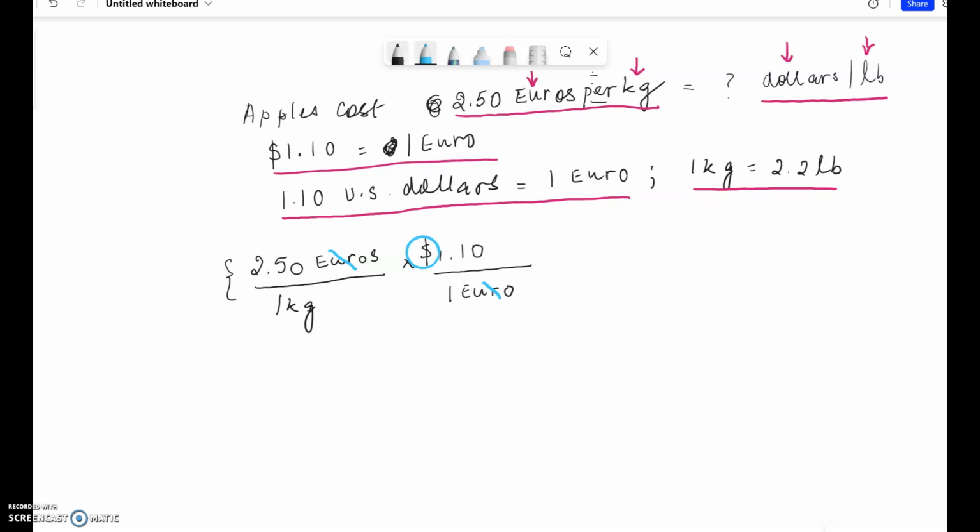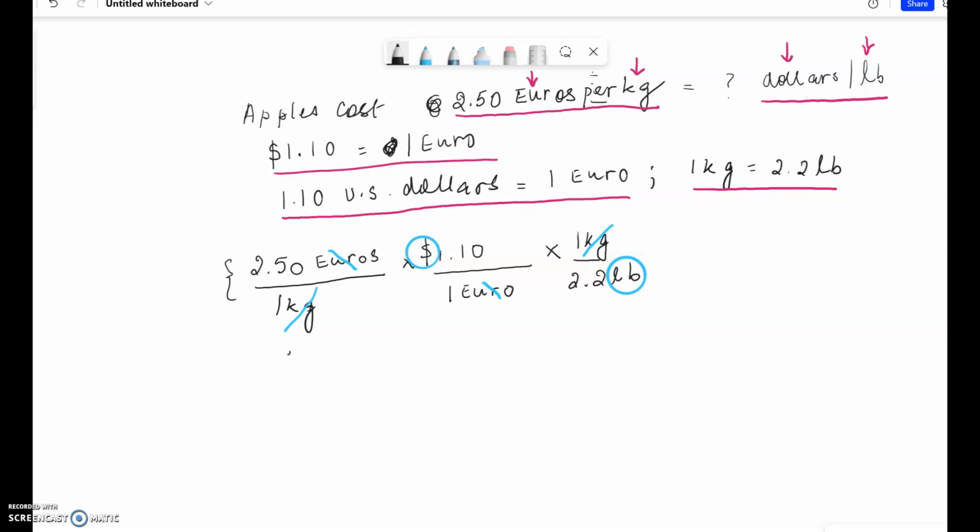from euros to dollars. Now we need to change the unit of weight from kilograms to pounds. We need to get rid of kilograms, so we have kilograms in the numerator and pounds, which is 2.2 pounds, in the denominator. So let's make sure that we've cancelled kilograms and we are left with pounds in the denominator.